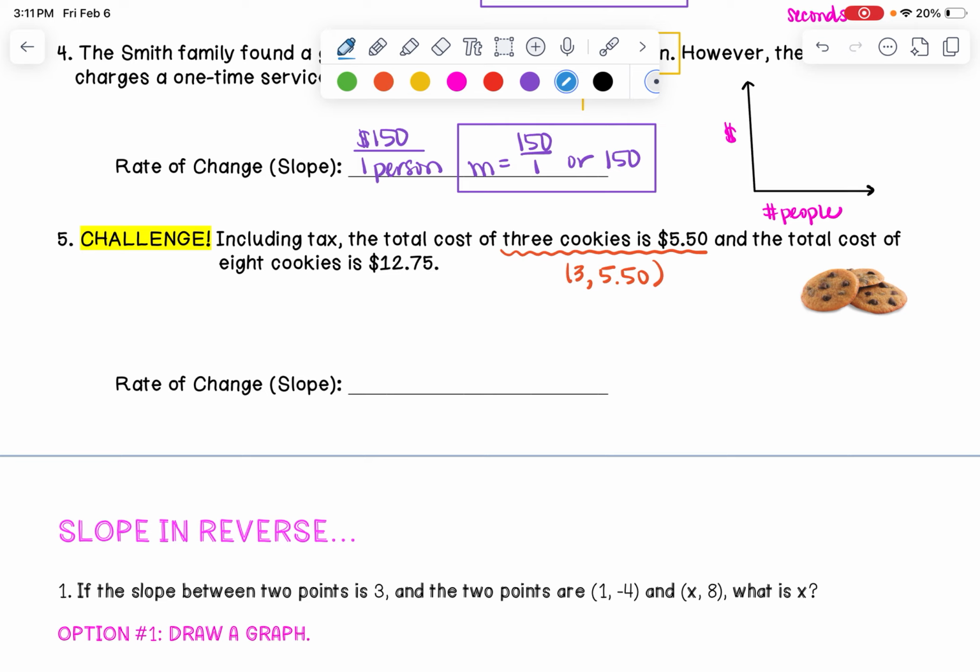And then they're telling you that 8 cookies is $12.75. Well, if I plot that on a graph, then that of course is going to be the point 8 comma 12.75. And so now, instead of just spoon feeding us the slope, they have given us 2 points of information on this linear function. And what can I do with 2 points? You know it. We're going to do the slope formula. So we're going to do our change in y over change in x by subtracting. So we're right back to the problems we did earlier in the notes.